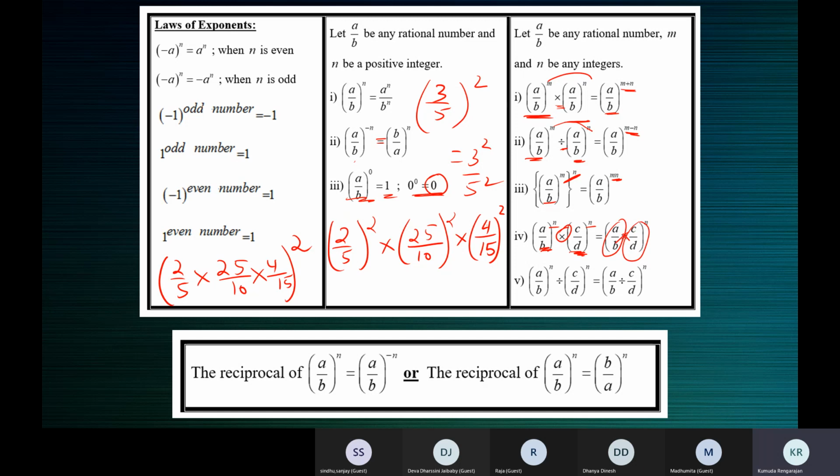2 by 5 into, because it's multiplication everywhere, and the bases are different: 2 by 5, 25 by 10, 4 by 15. But they're all raised to the same power 2. So you can multiply the bases and put them in the same bracket and raise it to that power 2. Now you can simplify. 5 ones are 5, 5 twos are 10, 2 ones are 2, 5 fives are 25... 5 and 5 get cancelled. So I think it's (4/15) the whole square, which is 16 by 225.